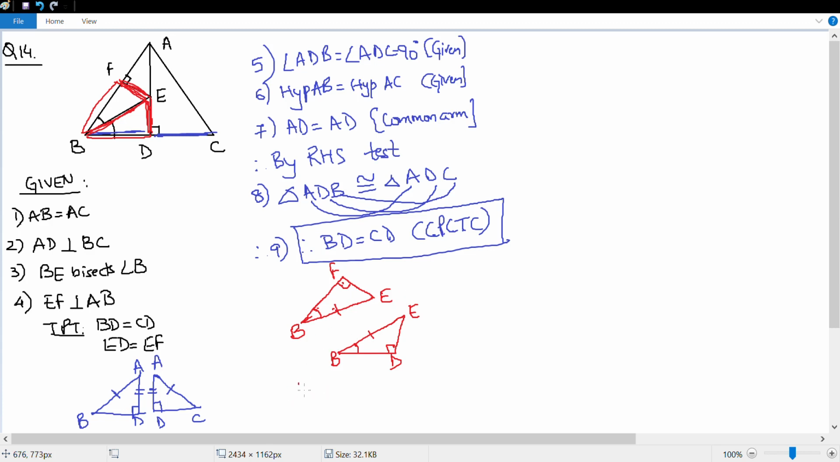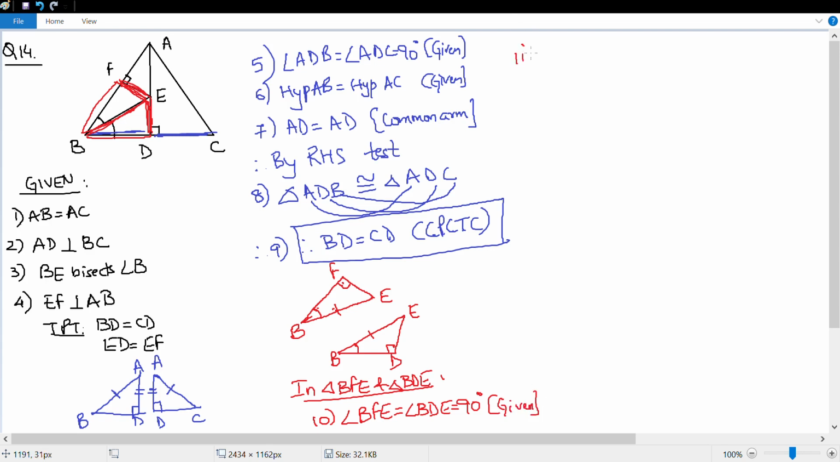Now we already know the answer. So in triangle BFE and triangle BDE. Let's look at number. So I have finished with 9. So let's start with 10. First angle will be angle BFE is equal to angle BDE is equal to 90 degree. This is given.